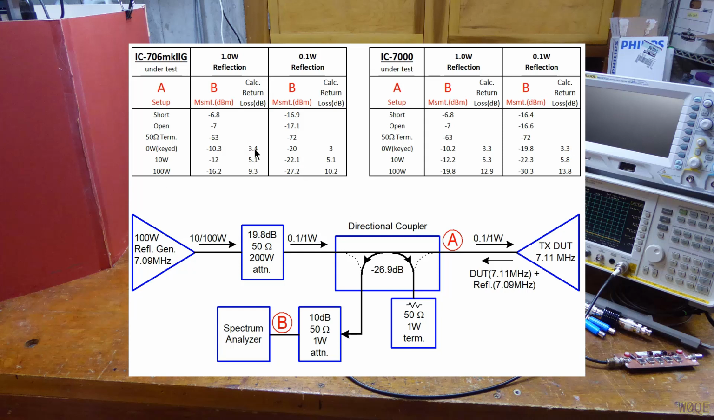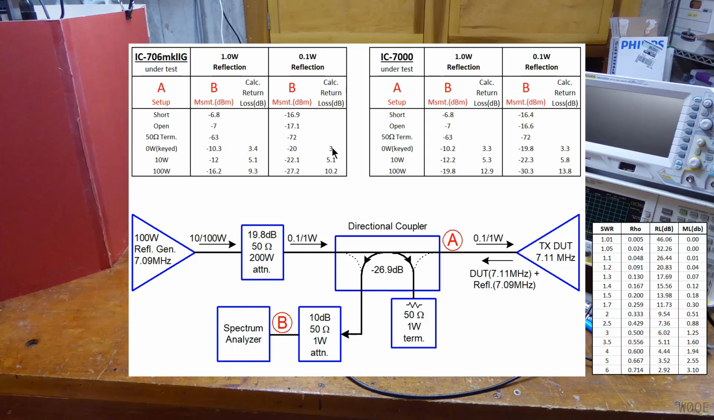So 3.4 dB of return loss, or 3 dB of return loss, represents an SWR of just about 6 to 1. A 5.1 dB return loss represents an SWR of about 3.5 to 1. And a 9 to 10 dB return loss represents an SWR of about 2 to 1, looking back into the transmitter while it's transmitting.